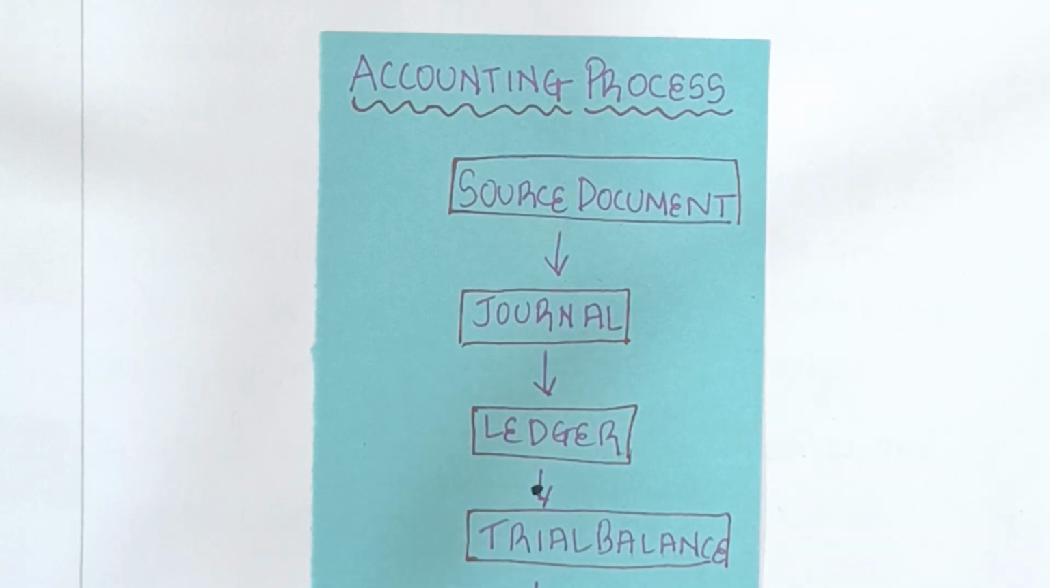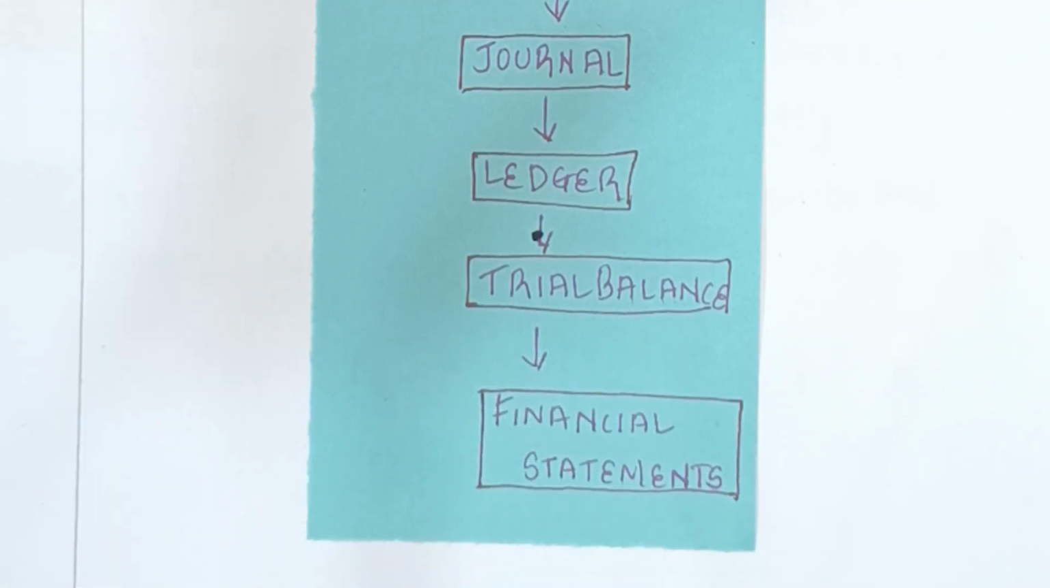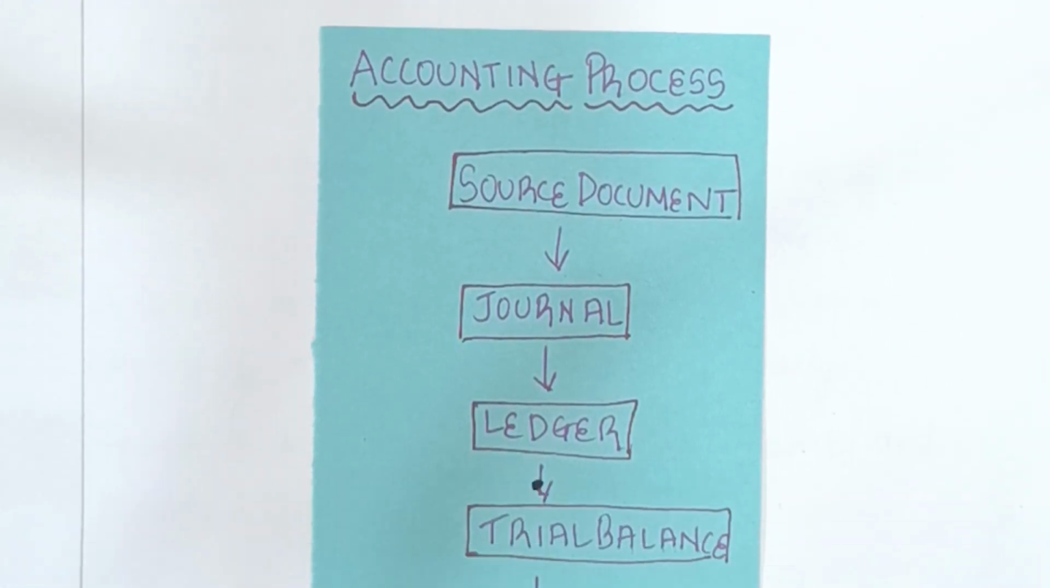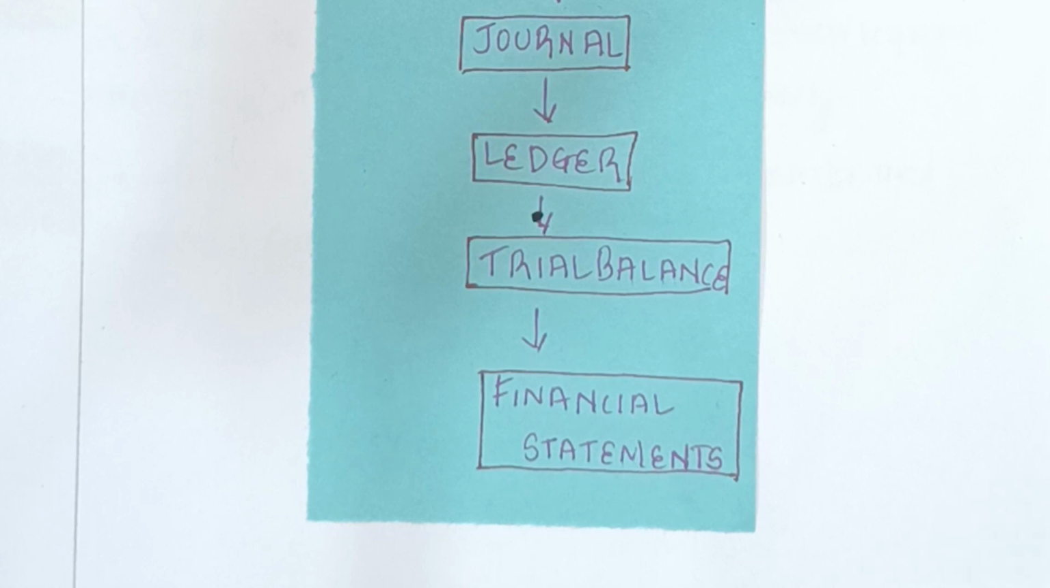Alright. Then from these source documents, we record it into the journal. Then from the journal, we prepare the ledger account. From the ledger account, we prepare the trial balance. And then from the trial balance, we prepare the financial statements. So this is the accounting process. It starts from source documents and it ends with financial statements. So you should know that trial balance is in between ledger and financial statements. It means you will take all your information from the ledger accounts and prepare the trial balance, and then based on the trial balance you will prepare your financial statements.